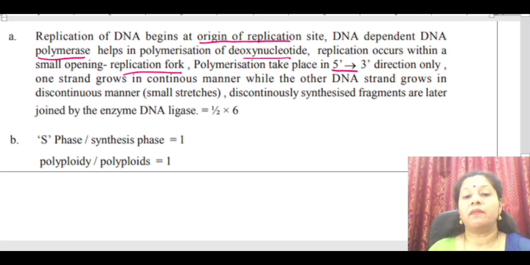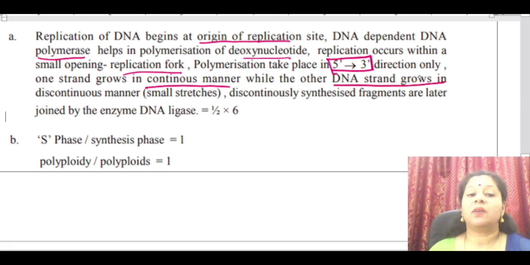Polymerization takes place always in 5' to 3' direction only. One strand grows in a continuous manner, that is the template strand 3' to 5', while on the other, the template strand 5' to 3', the DNA strand grows in a discontinuous manner, forming small stretches called Okazaki fragments. Discontinuously synthesized fragments are later joined by the enzyme DNA ligase.